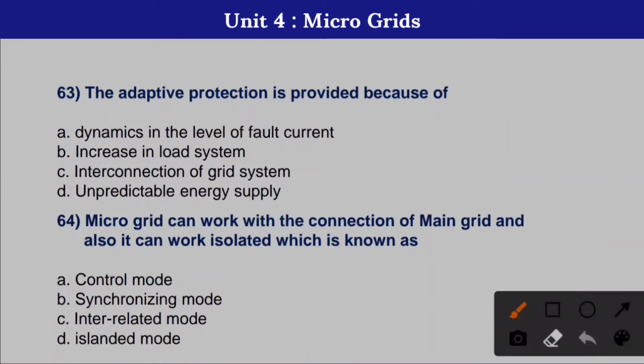63. The adaptive protection is provided because of. Here correct option is option number A, dynamics in the level of fault current. 64. Microgrid can work with the connection of main grid and also it can work isolated, which is known as. Here correct option is option number D, islanded mode.